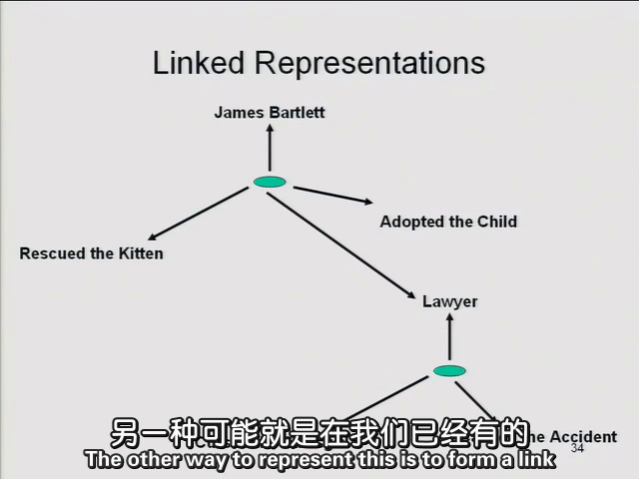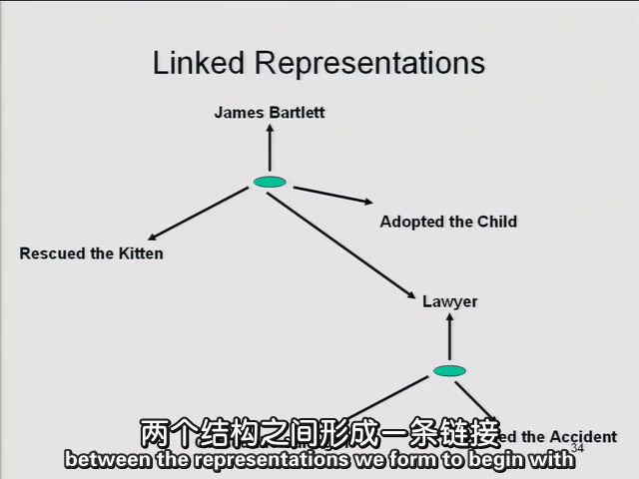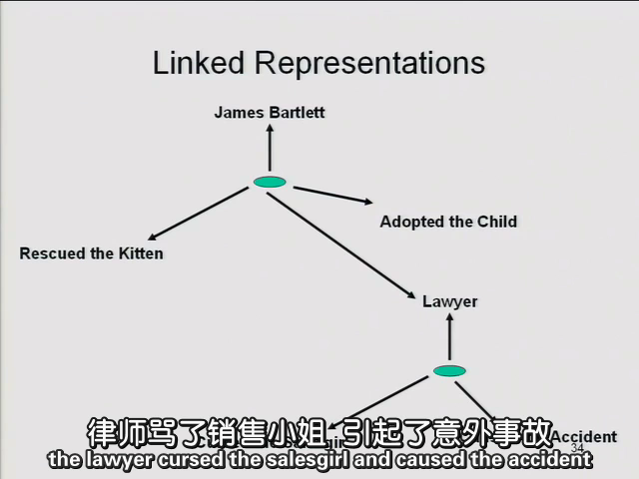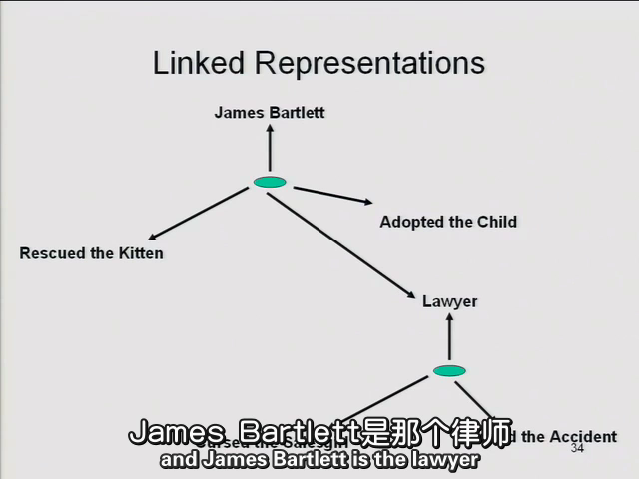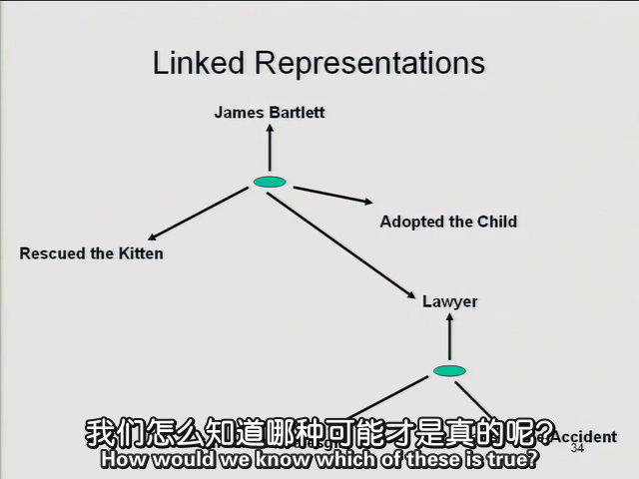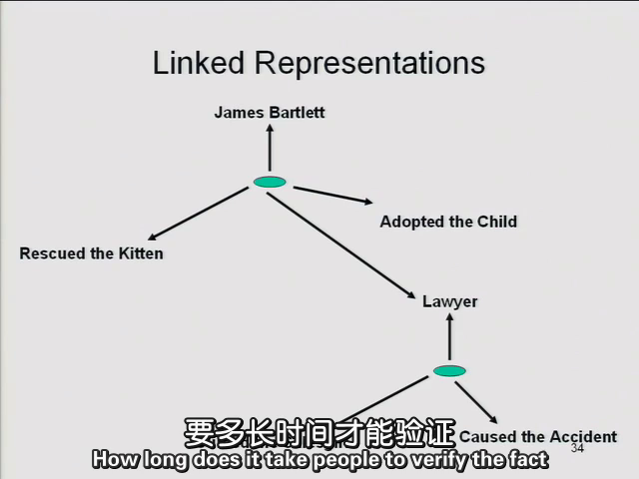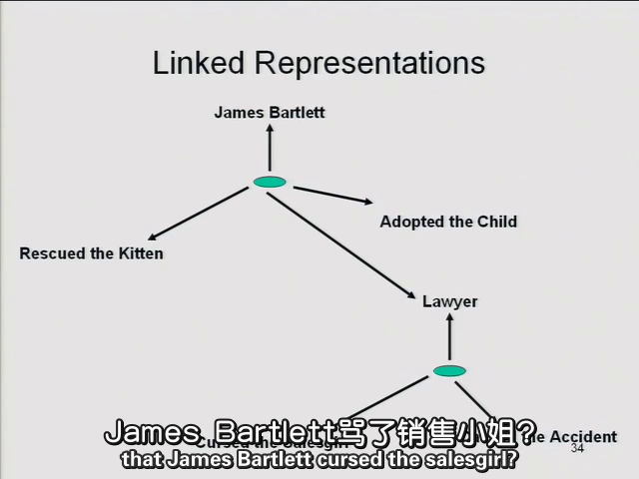The other way to represent this is to form a link between the representations we formed to begin with. James Bartlett rescued the kitten and adopted the child. The lawyer cursed the salesgirl and caused the accident. And James Bartlett is the lawyer. Now, how would we know which of these is true? We do it by looking at response latencies. How long does it take people to verify the fact that James Bartlett cursed the salesgirl?